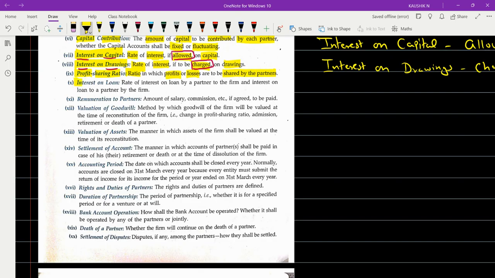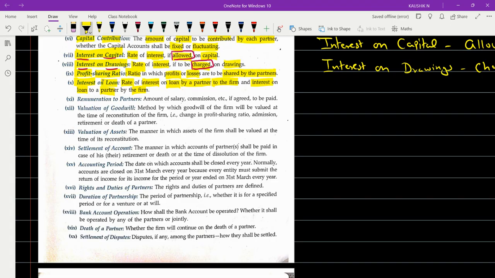The next one, interest on loan. So here also it is very important that interest will always have some rate of interest. So the rate of interest on the loan by a partner to the firm, and interest on that particular loan by the partner, must be mentioned very clearly. Okay, so interest on loan to a partner by the firm, whatever it is.